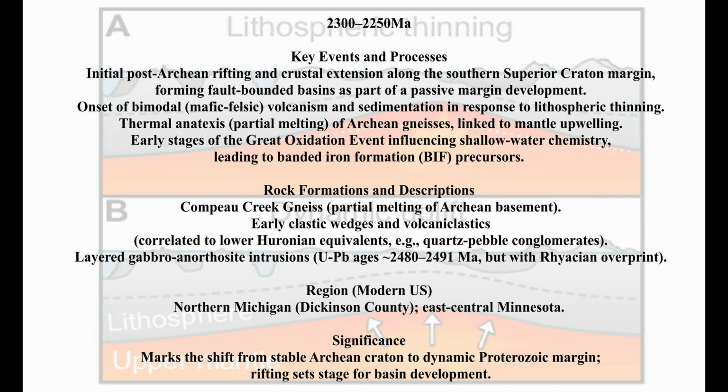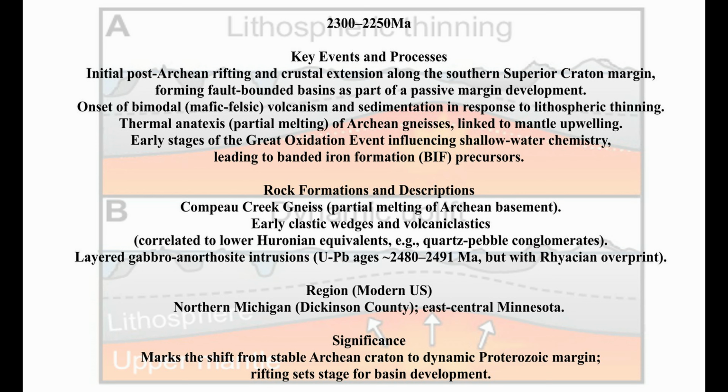Thermal anatexis, partial melting, of Archean gneisses, linked to mantle upwelling. Early stages of the Great Oxidation Event influencing shallow water chemistry, leading to banded iron formation, BIF, precursors.